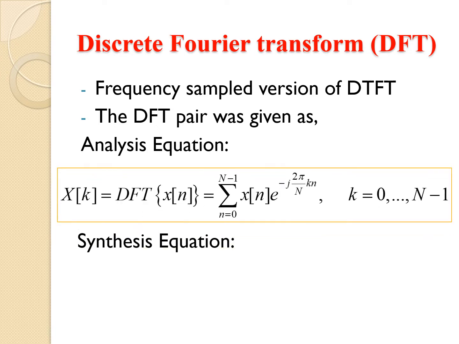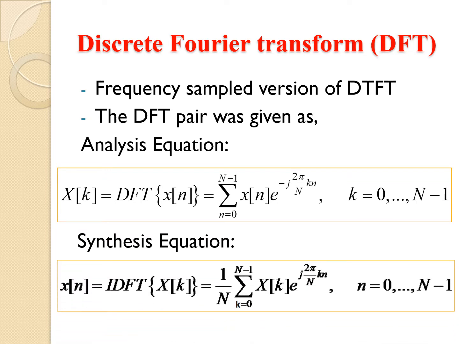The discrete Fourier transform is the frequency sampled version of the DTFT. So, DFT is a discrete time signal obtained by sampling the DTFT signal at N uniform frequency intervals. The samples of the DTFT are represented as a function of the integer k. Hence, DFT is a sequence consisting of N complex numbers represented by X of k.